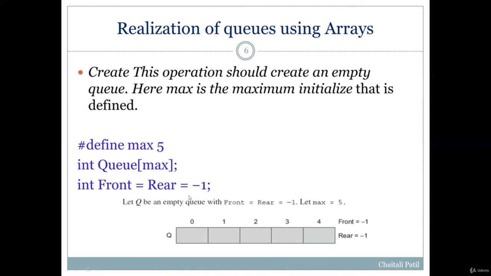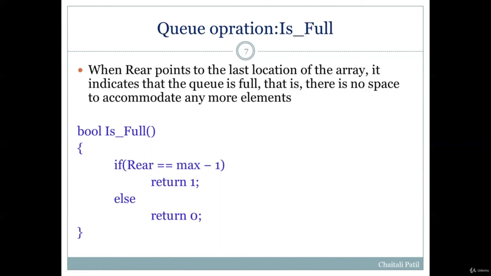Front and rear can be initialized to minus 1. So this is how we create the queue by using an array. The next operation is full.